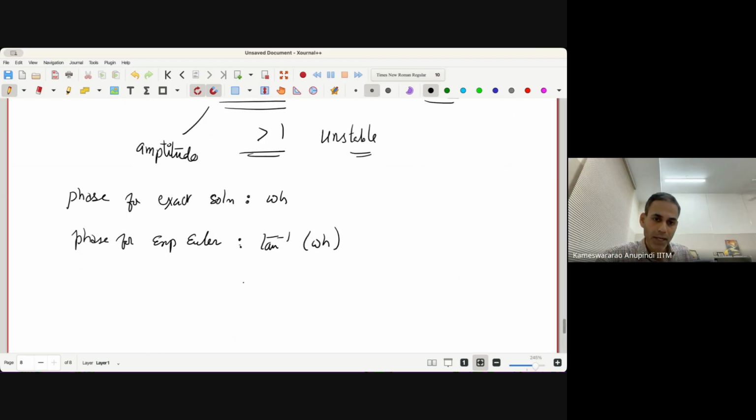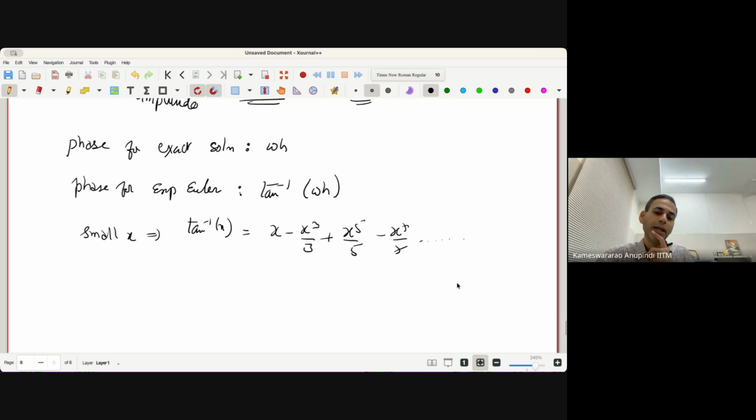What is tan inverse x? For small x, tan inverse x can be written as x minus x cubed by 3 plus x to the power 5 by 5 minus x to the power 7 by 7, and so on. So that is the tan inverse x expansion. Then what is the phase error between the exact solution and the explicit Euler solution? That is nothing but omega h minus tan inverse omega h.